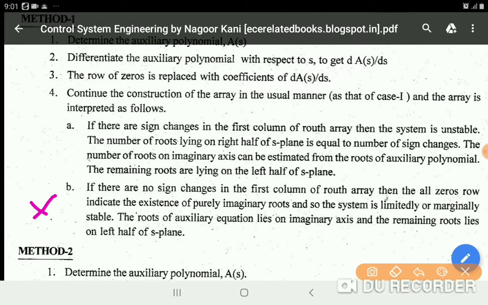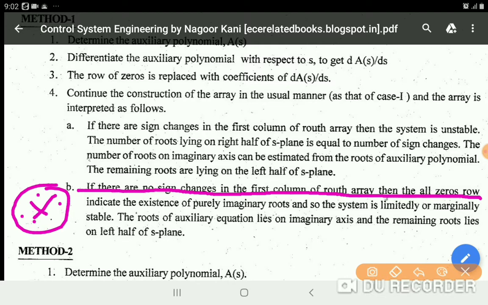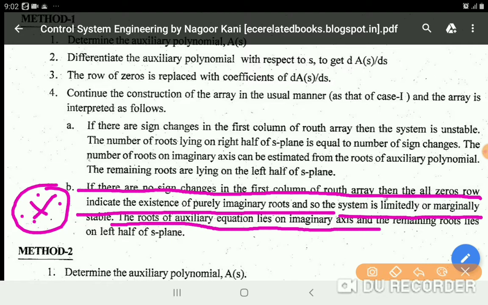Then carefully note the second point in your mind. If there is no sign change in the first column of the Routh array, then the all zeros row indicates the existence of purely imaginary roots and the system is marginally stable. The roots of the auxiliary equation lie on the imaginary axis, then the remaining roots lie on the left half of the S-plane.